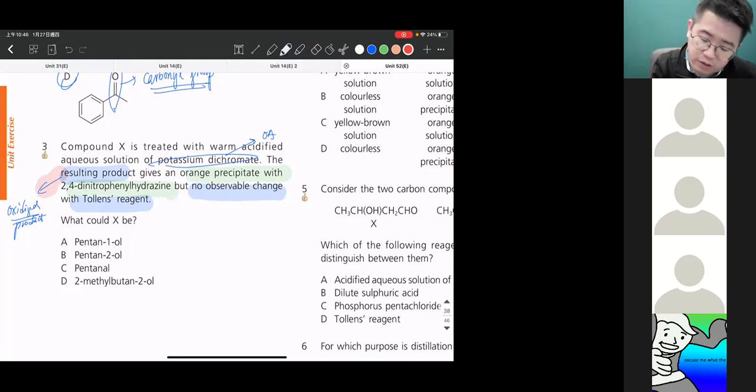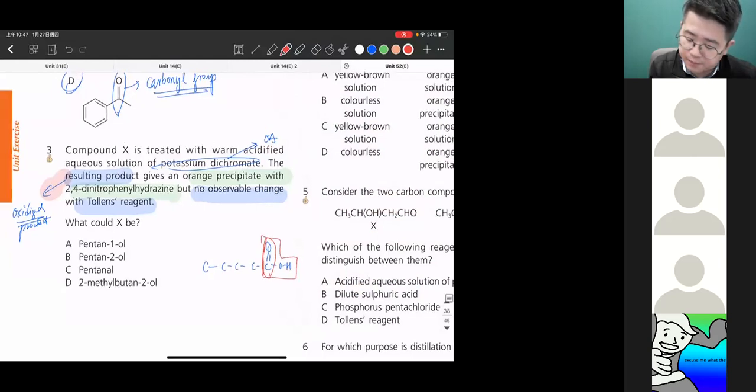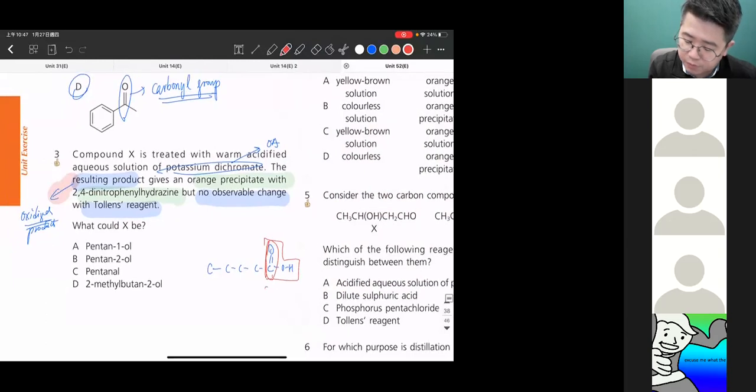Now, it's rather confusing, isn't it? You have 1, 2, 3, 4, 5 carbons, and then this. Can I say that this one is a carbonyl group? No, collectively we call this another functional group, carboxylic acid, the carboxyl group. So remember, you need to look at the whole chemical environment, the surroundings as well. So the answer is B, right?